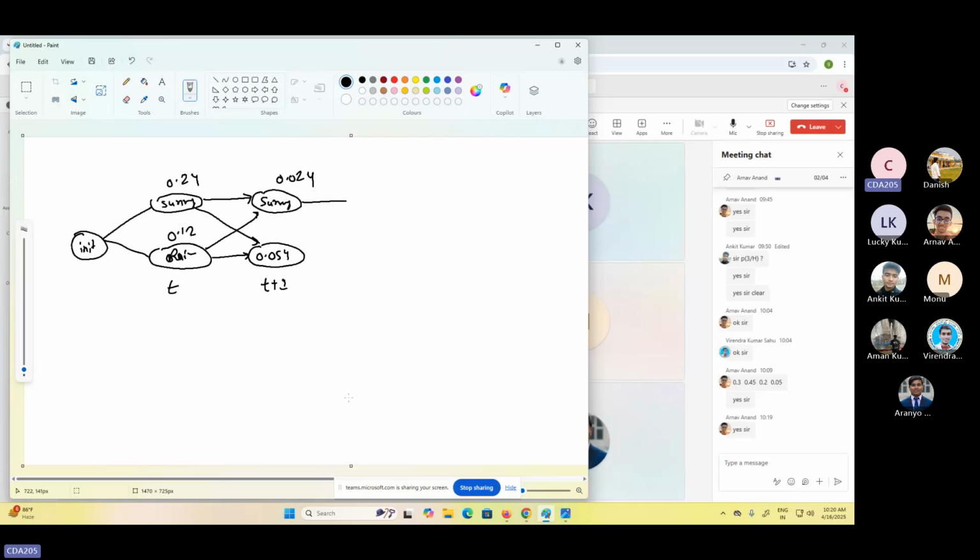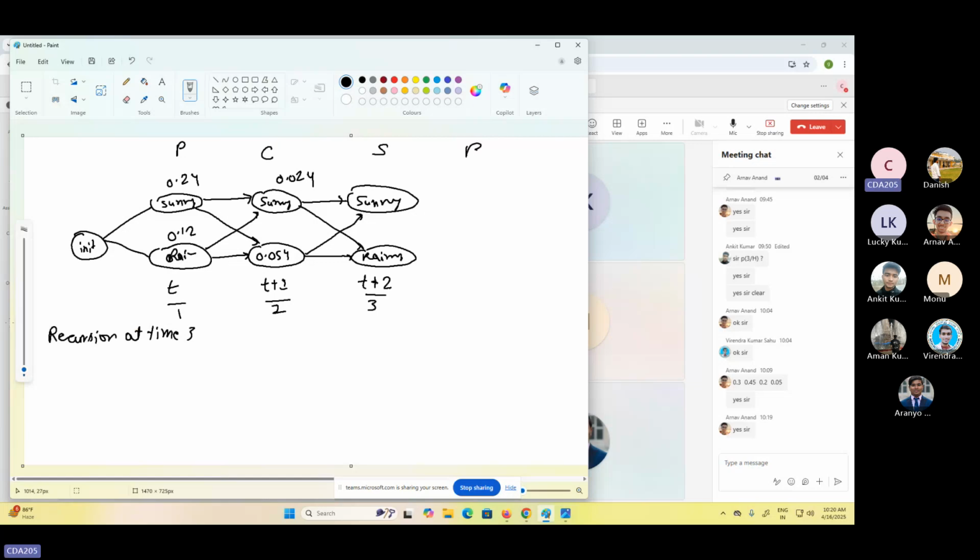Okay. Now again sunny. It will be rainy. We have to calculate this one and this one. So T is called T plus 2. So we have to calculate time 3. It is 3, it is 2, it is 1. So recursion at time 3. So this was for the paint, this for the clean, this for the soap shop, and this for the bike.